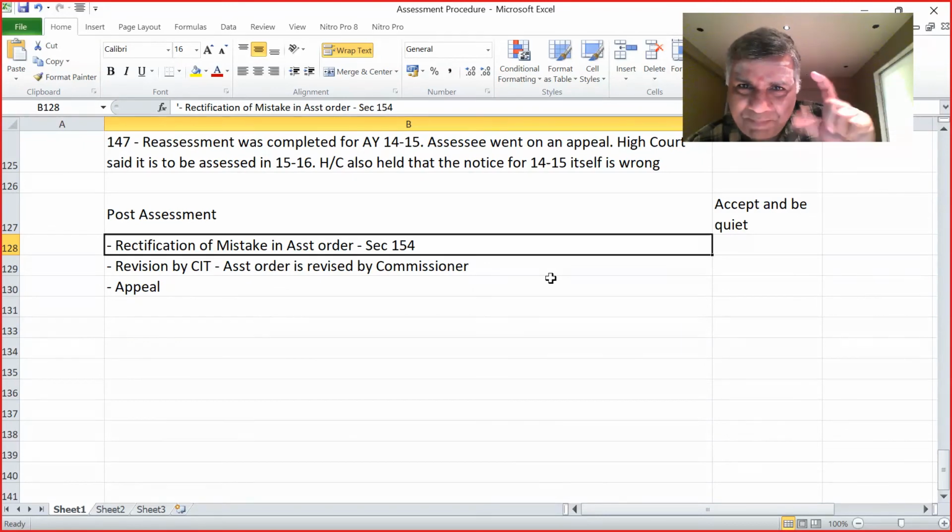First thing, please understand, mere change of opinion does not amount to mistake apparent on record. Correct? Every one of you? Yes, sir. You understood, Ananya, this? Yes, sir.